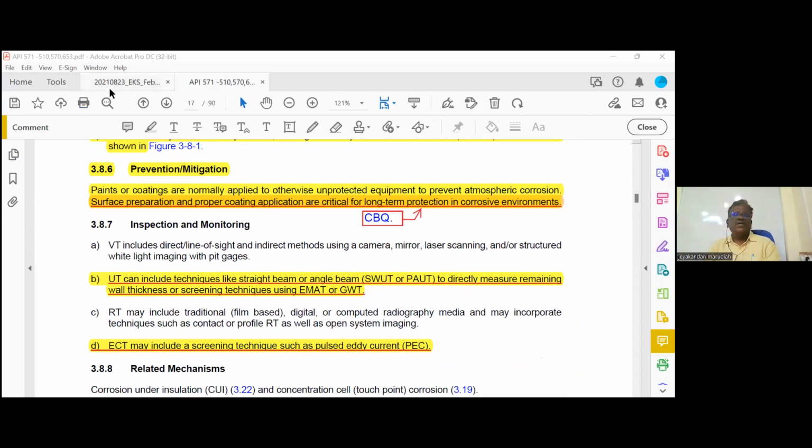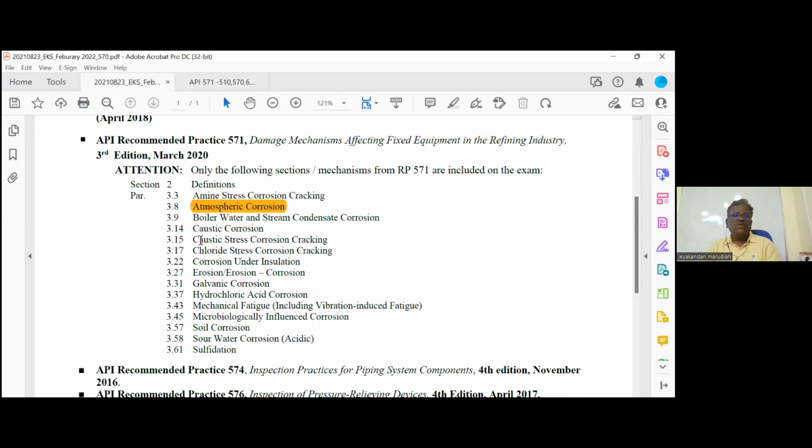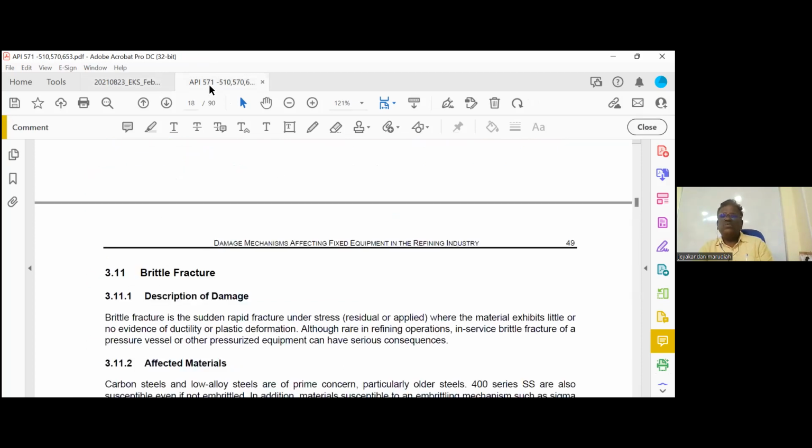Okay. Now the next damage mechanism outside corrosion is CUI, corrosion under insulation. This is also an outside corrosion. So corrosion under insulation, page number 111.